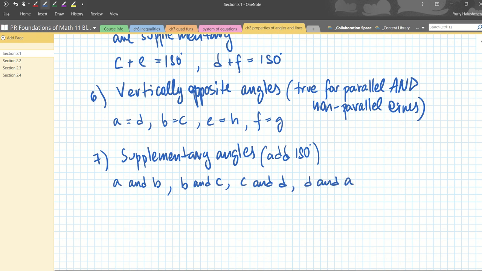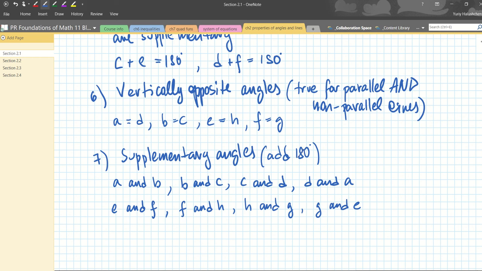And then on the bottom, we're going to have E and F, F and H, H and G, and the last one is G and E. So again, all of these pairs will add to 180 degrees when you add them together.